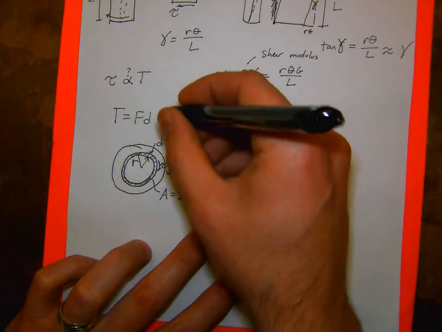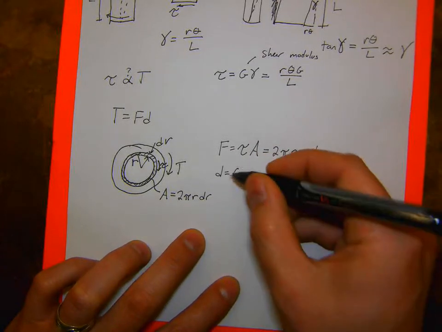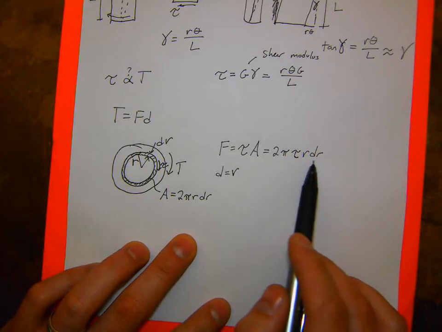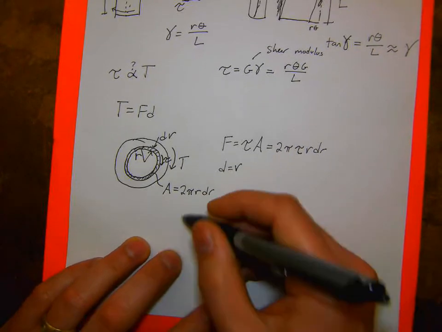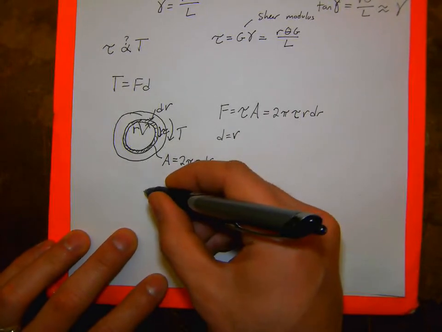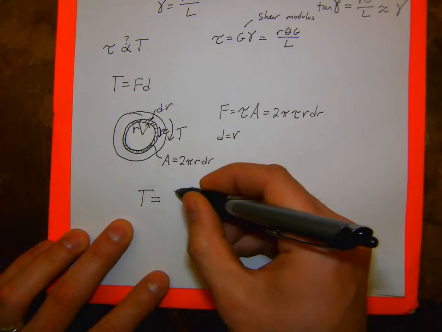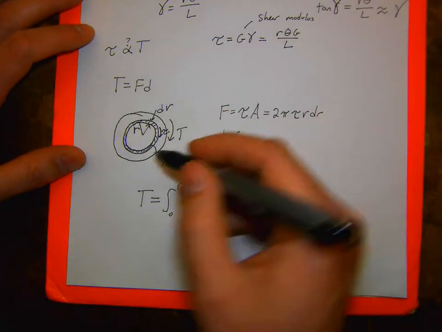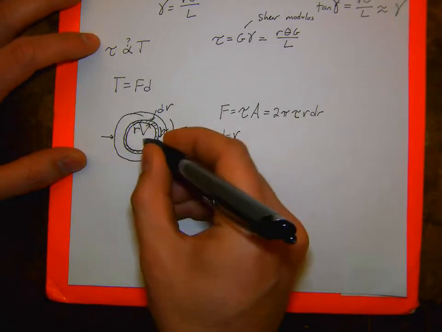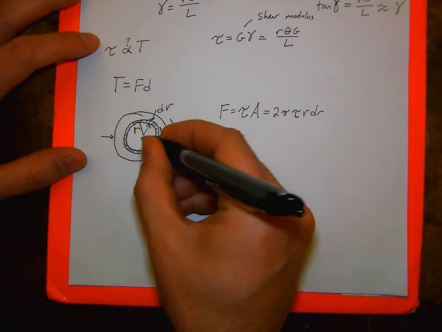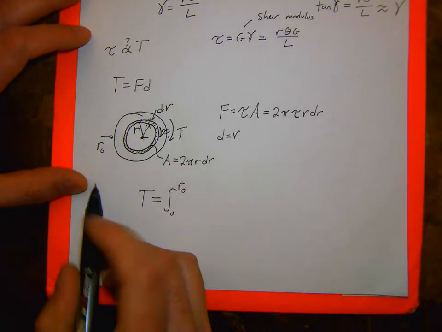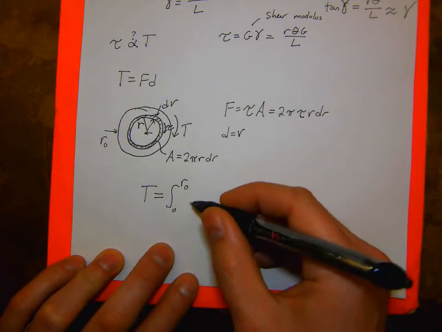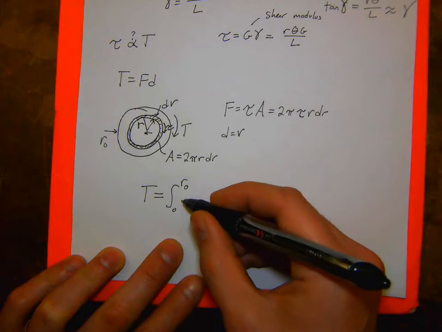Now I can integrate over all those infinitesimal rings, and I can say my torque relates to my shear stress. Torque is now the integral from 0 to the outer radius. If the total radius of this bar is r naught, I'm integrating from 0 to r naught of my force times my distance, or 2 pi tau r. I'm going to pull that d in, r squared dr.